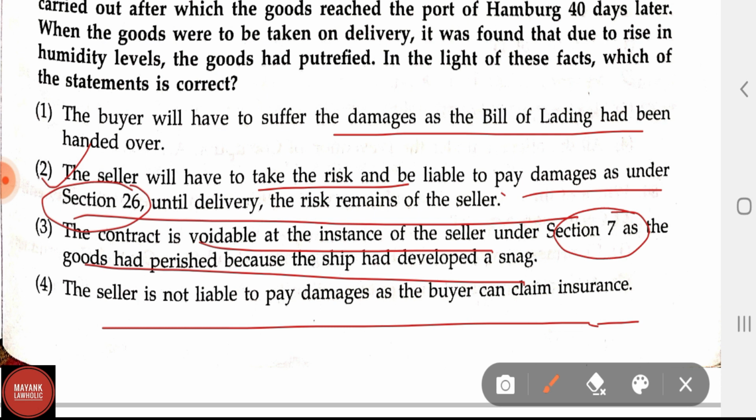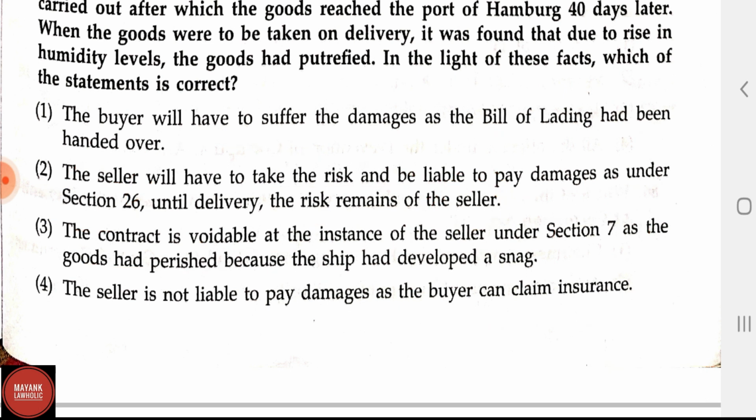It says that unless otherwise agreed, the goods remain at the seller's risk until the property therein is transferred to the buyer. But when the property therein is transferred to the buyer, the goods are at the buyer's risk, whether delivery has been made or not. So here the delivery has not been made, so it is at the risk of the seller, with relation to Section 26. So this is the correct answer.